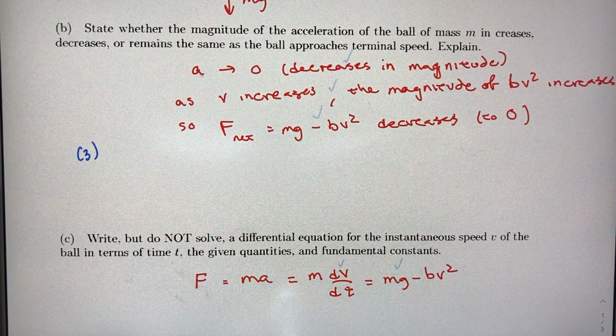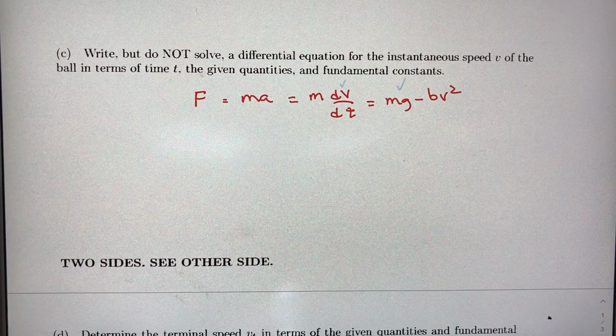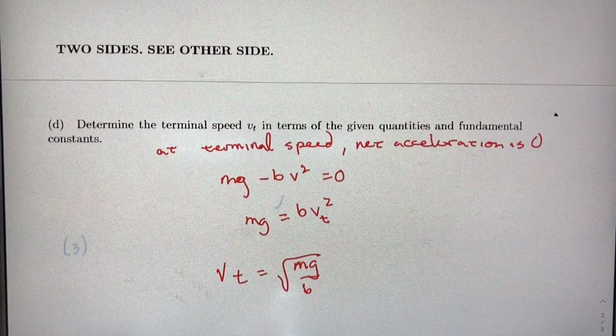This is also 3 points in the section. 1 point for saying that a decreases, approaches 0. 1 point for explanation that as v increases, bv squared increases, so the net force decreases towards 0. Here in the differential equation, 1 point for getting the mg minus bv squared, and 1 point for replacing a by dv/dt.